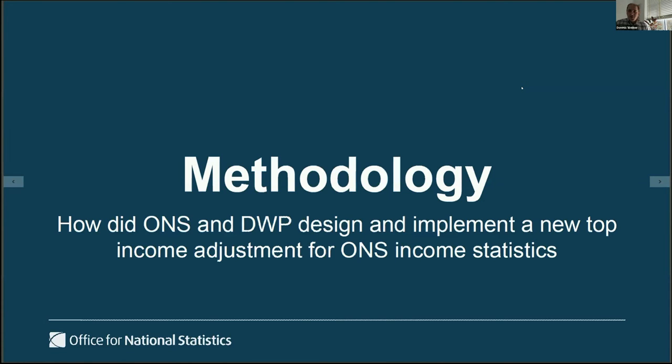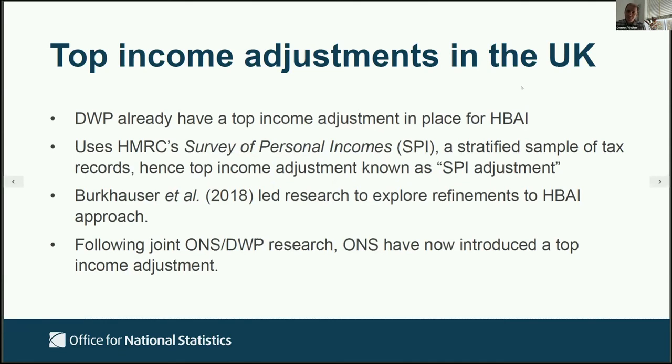So that led us to think about designing and implementing a new top income adjustment for ONS stats, working with DWP. And I'm going to talk about that briefly now. So again, just to set the scene slightly here, DWP already have a top income adjustment in place for Households Below Average Income, and they've had that in there for quite some time now.